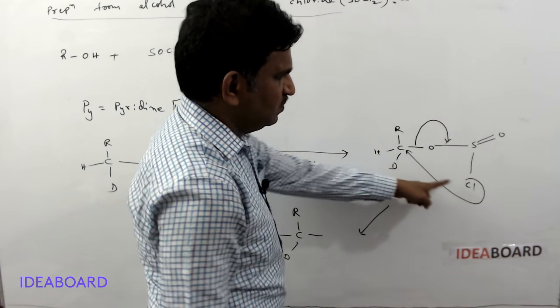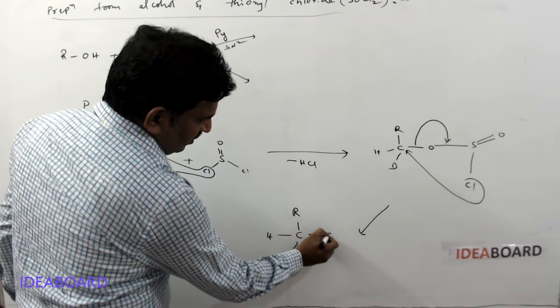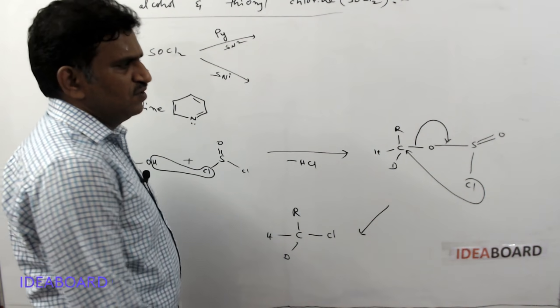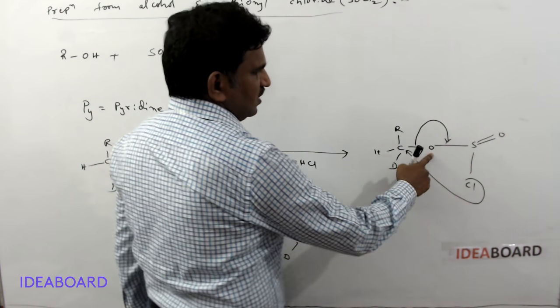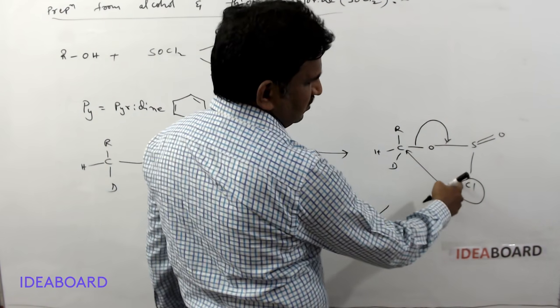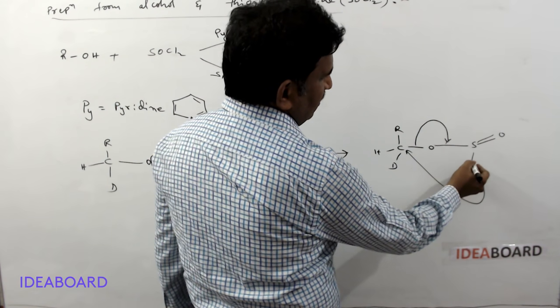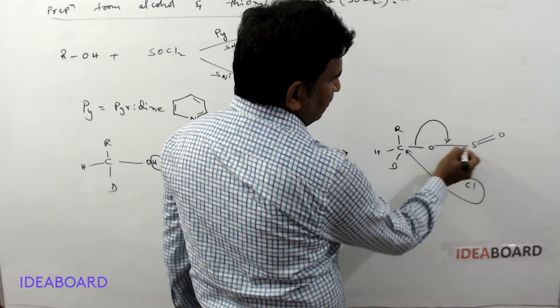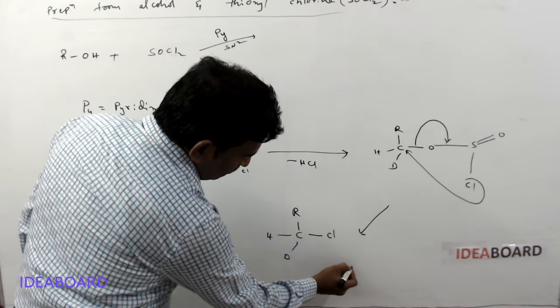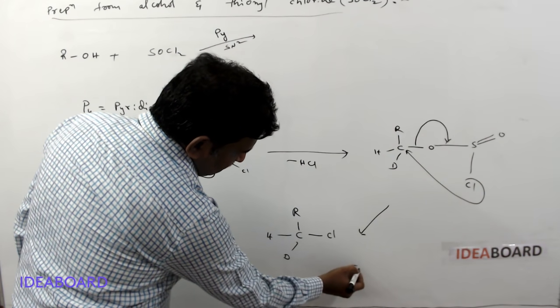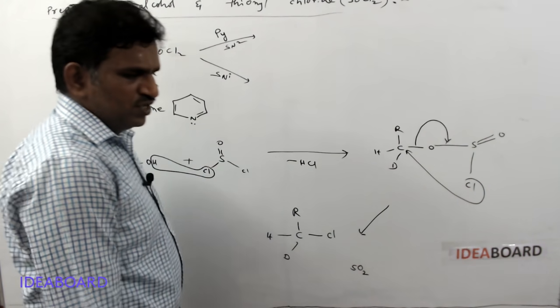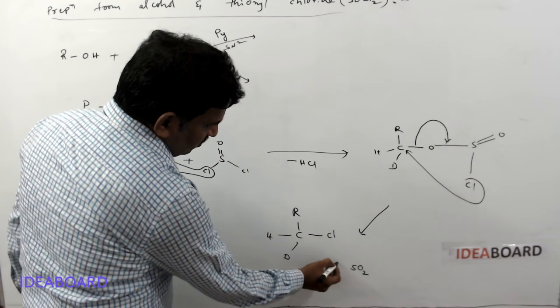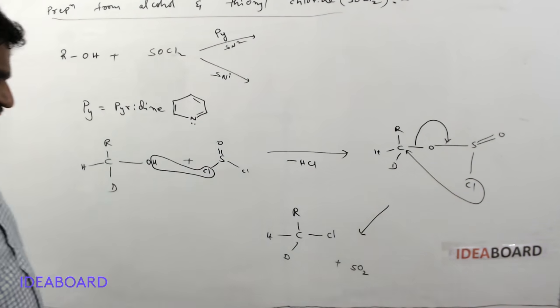Here chlorine is attacking now, so we are getting a new bond between carbon and chlorine. This bond is dissociated, which means Cl is coming along with this electron pair. The oxygen-sulfur bond becomes a double bond, so we are getting S double bond O2. So SO2 is the molecule, and this is the product.